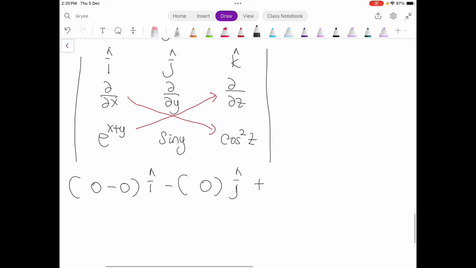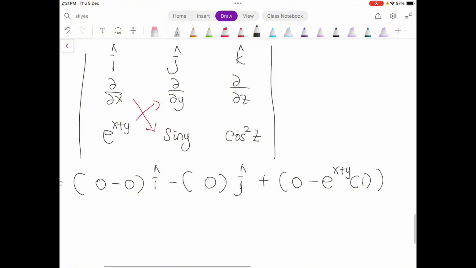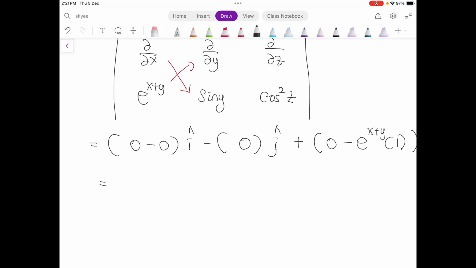And the last term, we still get 0. So this is multiplied with this, you get 0. And minus this, which is not 0, so you get e to the power x plus y. Differentiate with respect to y, you get 1. So this is your answer: negative e to the power x plus y, k.